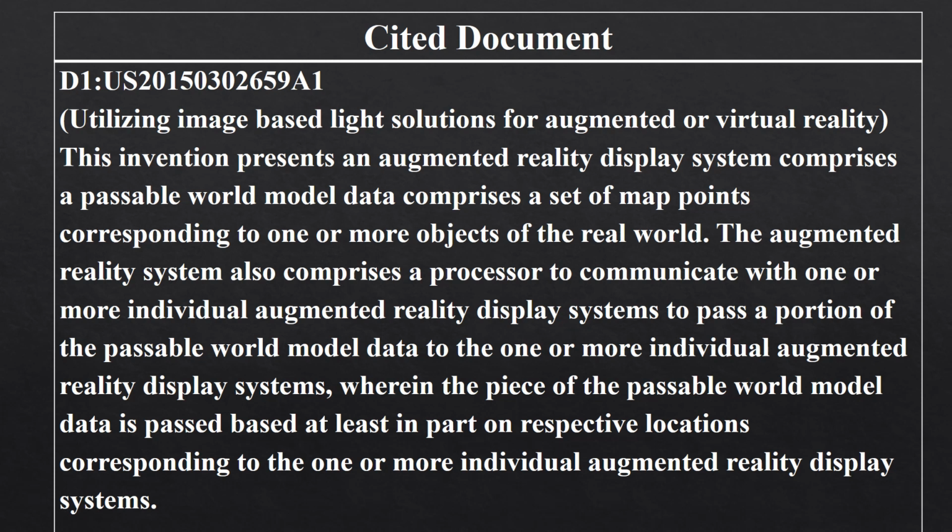The augmented reality system also comprises a processor to communicate with one or more individual augmented reality display systems to pass a portion of passable world model data to one or more individual augmented reality display systems, wherein the piece of passable world model data is passed based at least in part on respective locations corresponding to one or more individual augmented reality display systems.